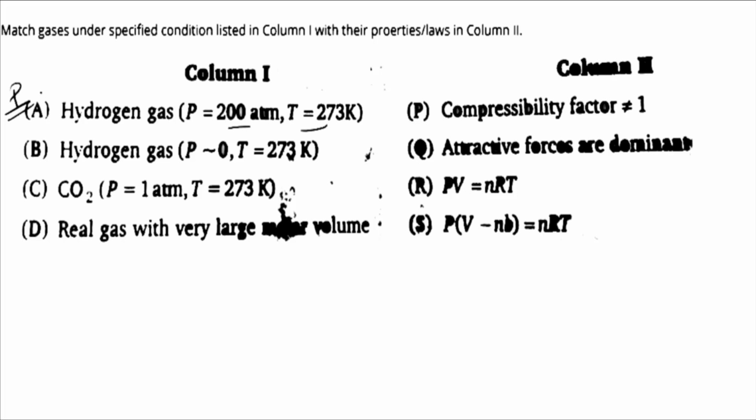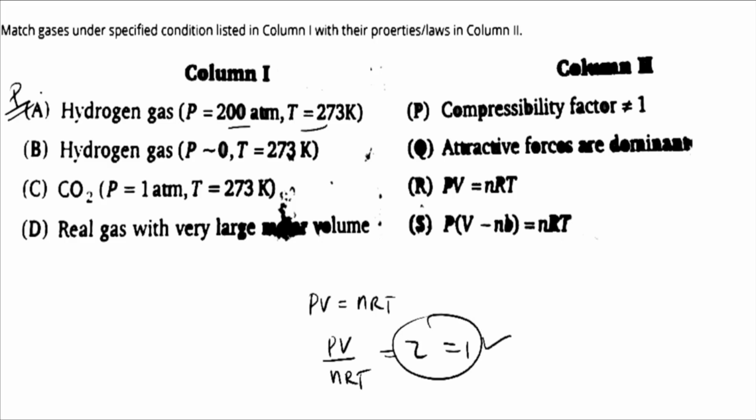Hydrogen, when pressure is 0 and temperature is this. So for hydrogen gas at this temperature, your compressibility factor, PV equals nRT, so Z, which is PV by nRT, will become 1. So at this condition your value is 1 in case of hydrogen.